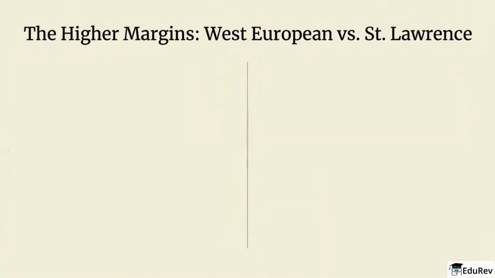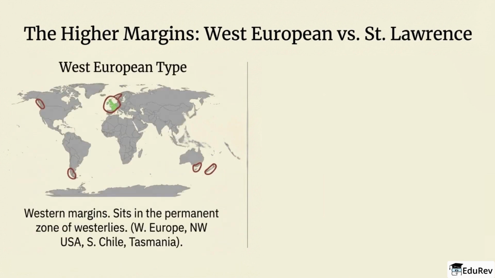Now move to the higher latitude margins and compare two important types: West European and St. Lawrence. The West European type lies on the western margins in the permanent belt of westerlies. Think of places like Western Europe, the Northwest USA, southern Chile, and Tasmania. The key control here is constant maritime influence through westerly winds.